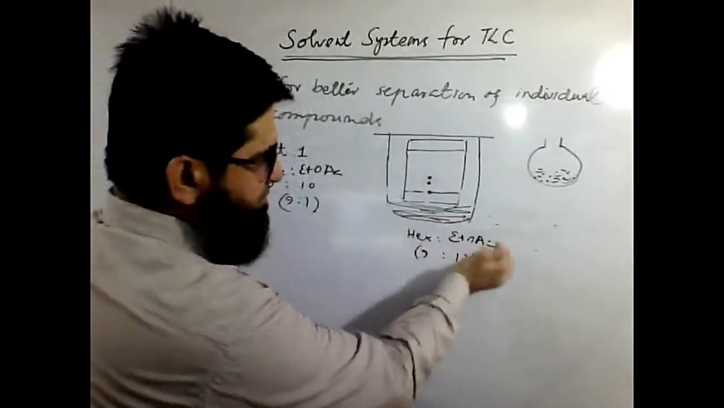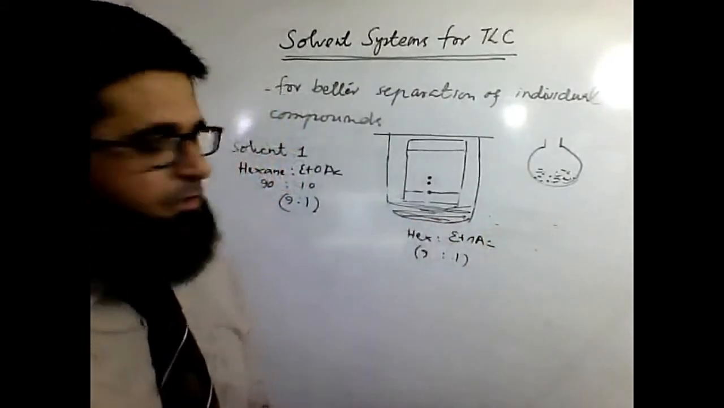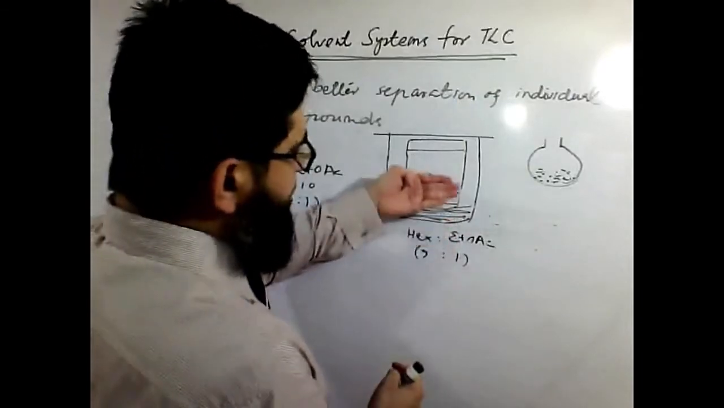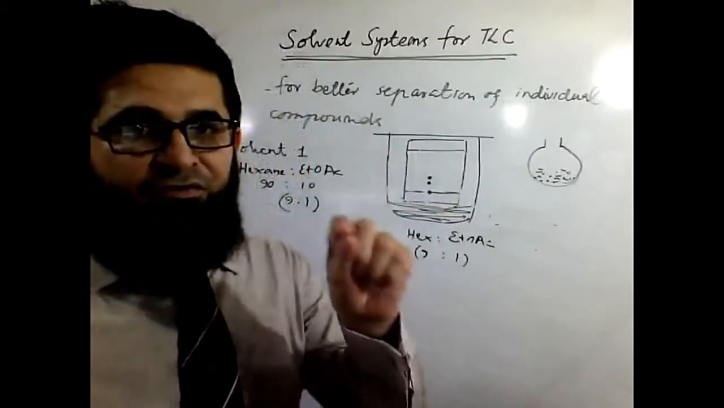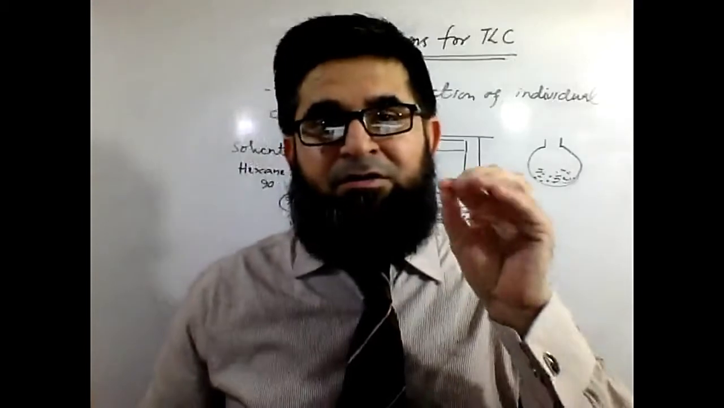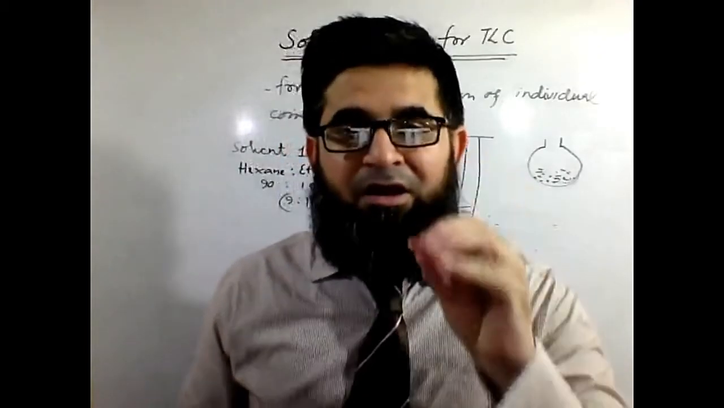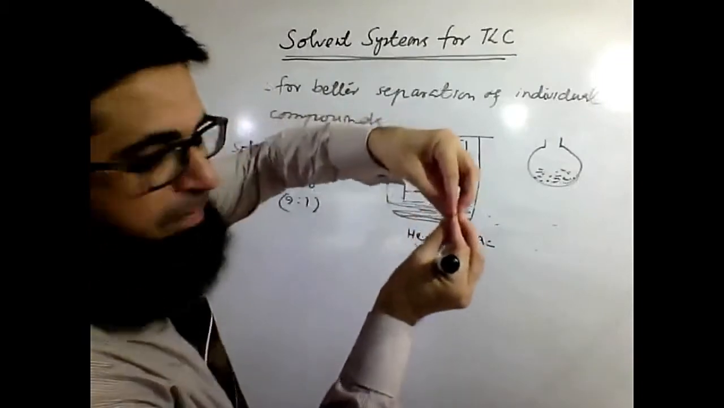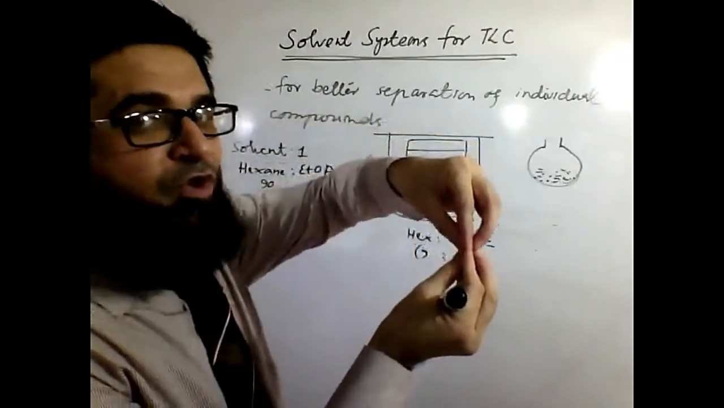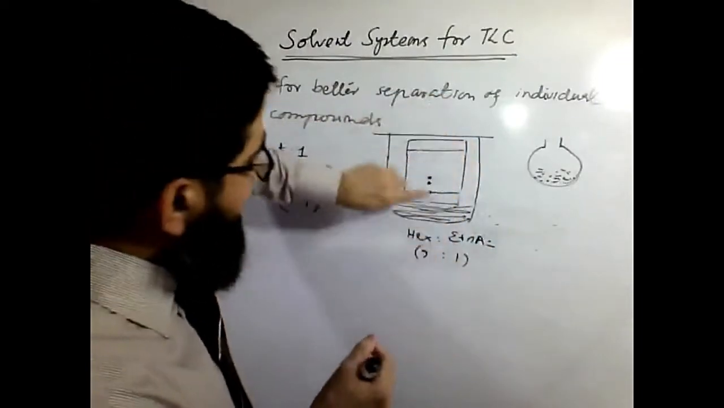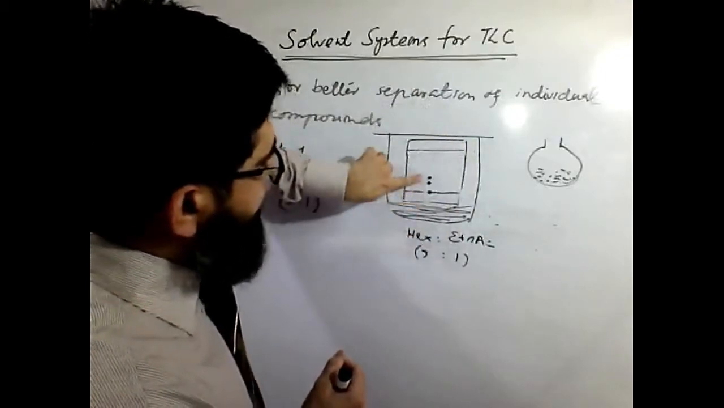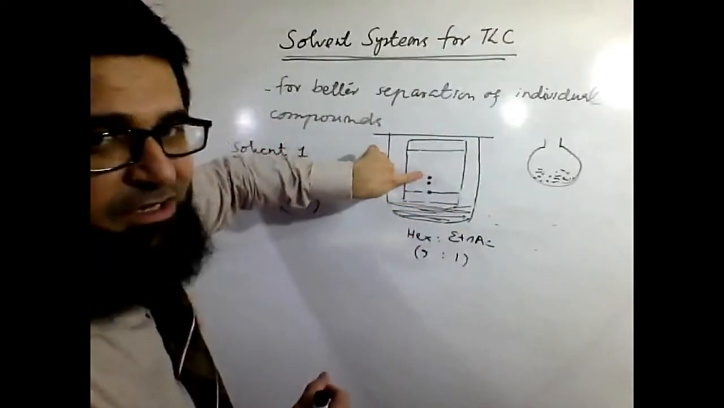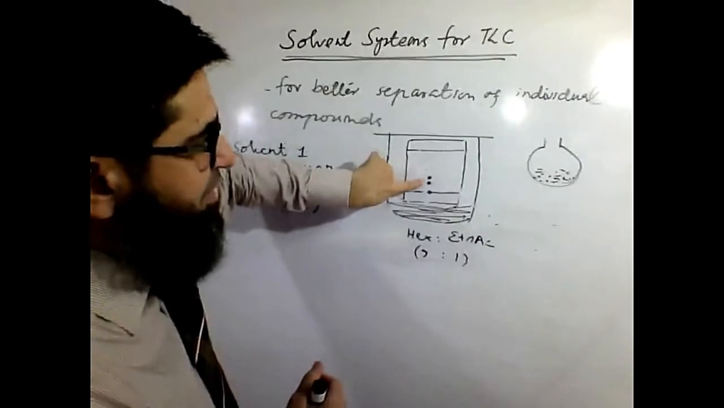So as a whole, the system has become a bit polar. As it moves through, we have an idea: like dissolves like. Out of these two spots which were merging, the one which is more polar will move a bit more on the TLC, and the one which is less polar will remain on the lower side.